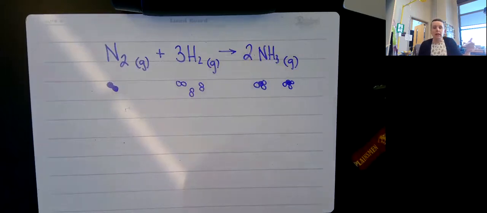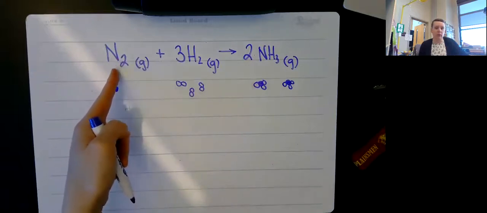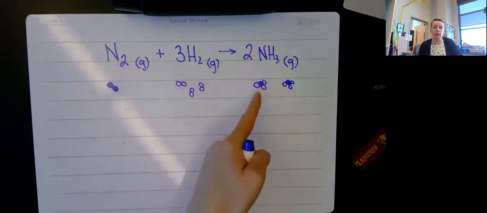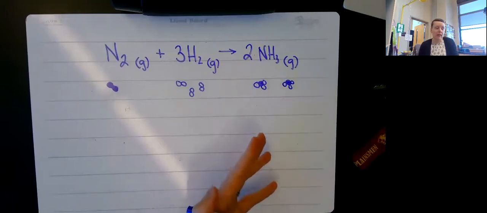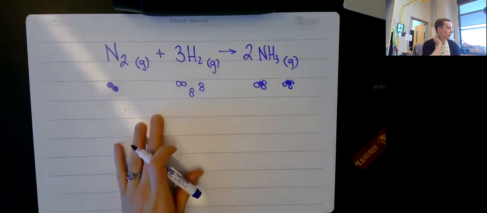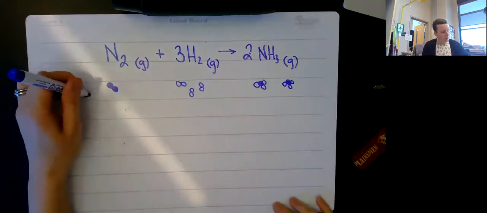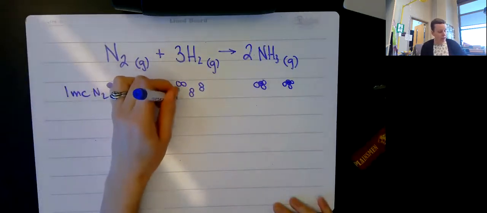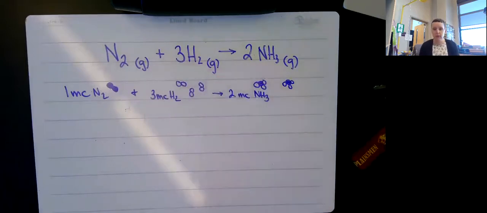Okay? So quite literally, I could think of this as molecules. 1 nitrogen molecule reacts with 3 hydrogen molecules to create 2 molecules of NH3. Now that's a scale that we can't see or measure, okay? But that is one way to interpret this reaction. And so that would be the molecules line, right? 1 molecule of nitrogen and 3 molecules of hydrogen create 2 molecules of NH3, okay?